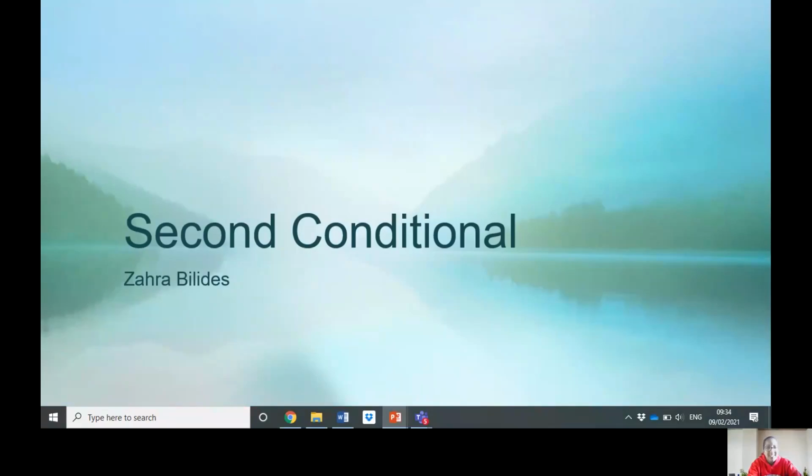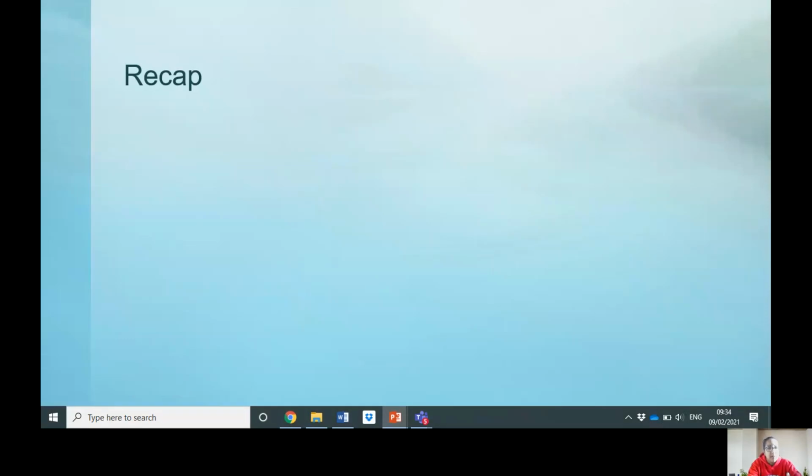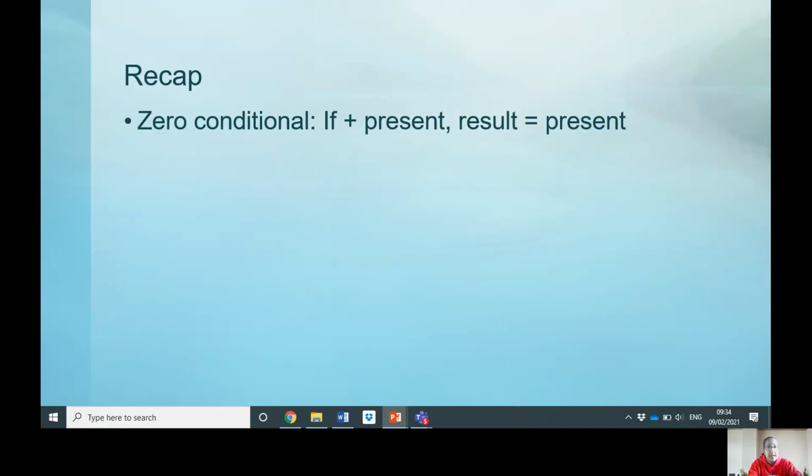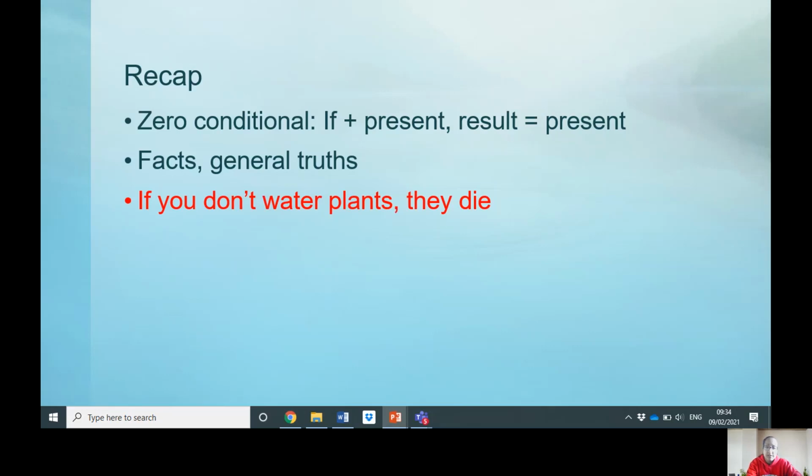Good morning. Today we're going to talk about the second conditional. First of all, let's recap on the zero and the first conditionals. The zero conditional is formed by taking if with a present tense, and the result is in the present tense. We use it for facts and general truths, perhaps habits, routines. For example, if you don't water plants, they die.